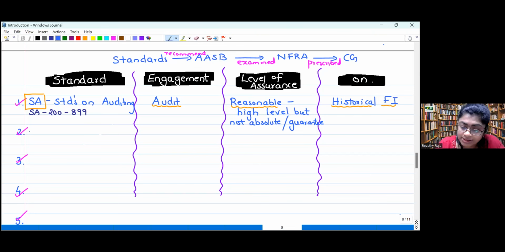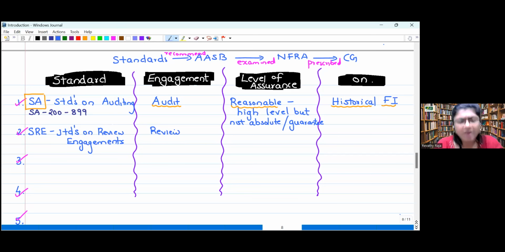Now, there is something called SRE. SRE means Standards on Review Engagements, where R stands for review. For which work do you use this? For review. And what is the difference between audit and review? Audit is done mainly for a financial year, whereas review is done for interim financials. Interim means quarterly, half yearly, like that. So review is generally done for interim.